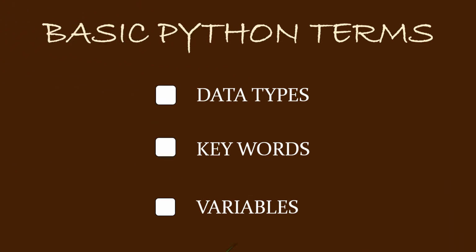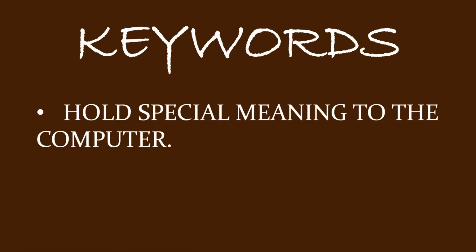So after the data types, we'll now see the keywords. The definition of keywords is really straightforward. Keywords are words that hold special meaning to the computer. That's it. This means that the programs that you're going to write is going to mostly comprise of these words.